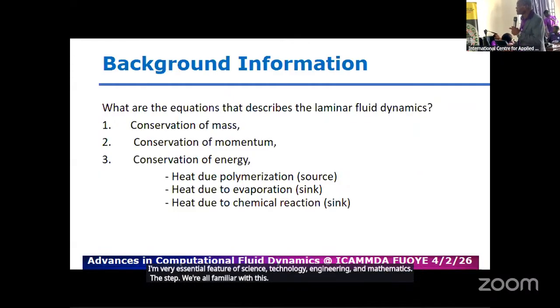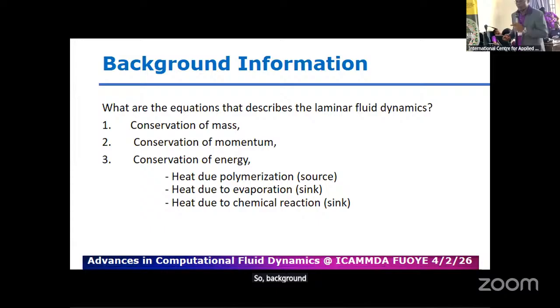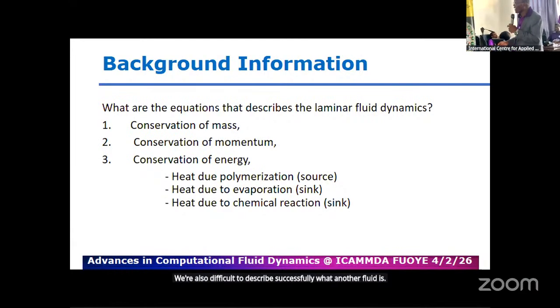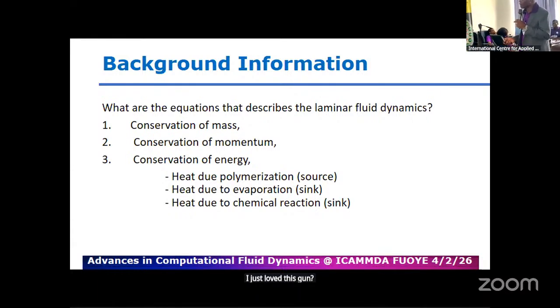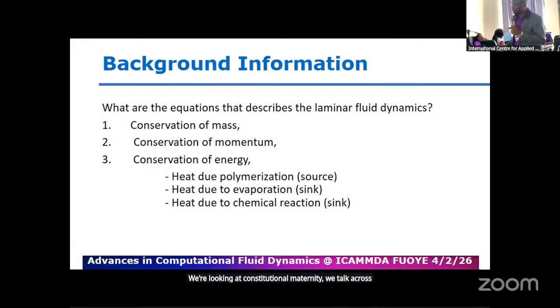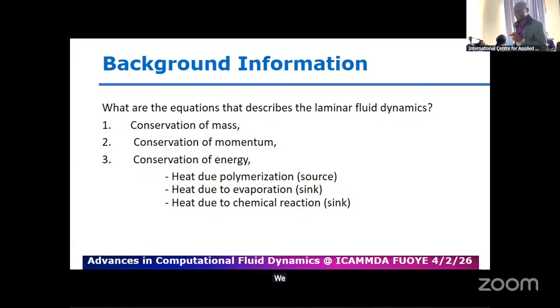Background information: what are the equations that describe laminar flow? For us to be able to describe successfully what laminar flow is, we need the conservation of mass, that is, mass is not destroyed. We have conservation of momentum. We also have conservation of energy, where we talk about heat due to polymerization, heat due to evaporation, and heat due to chemical reaction. So we have all these things coming into play for us to be able to capture properly the physically reasonable model.